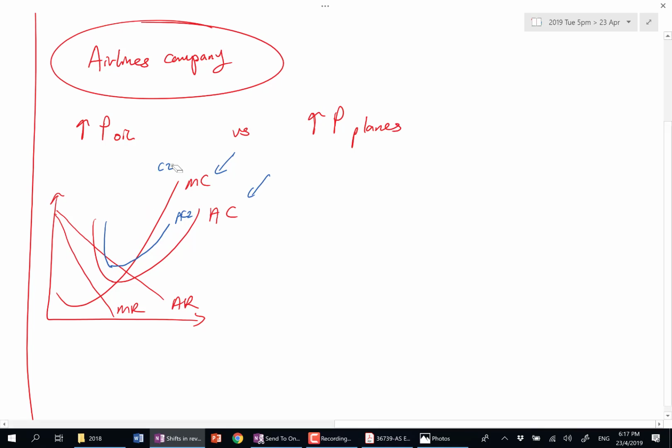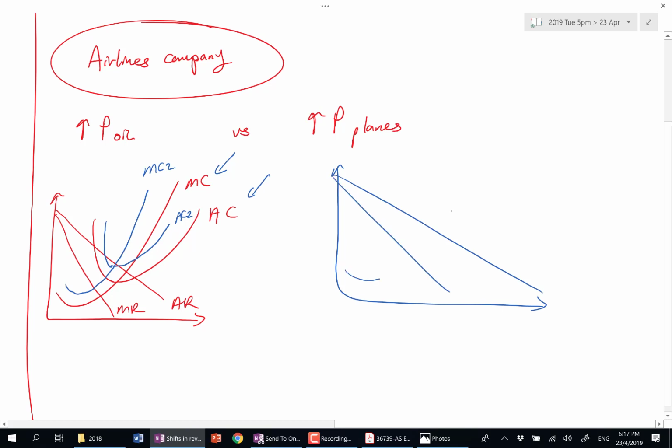For planes, one, just like that. Oh, no, cannot. For the planes one, alright. How much to shift depends on whether you want to show subnormal, normal, or supernormal. You can also shift until here. That's okay also. Only AC shifts. MC doesn't change. So this is only a change in fixed cost, whereas this is a change in variable cost.